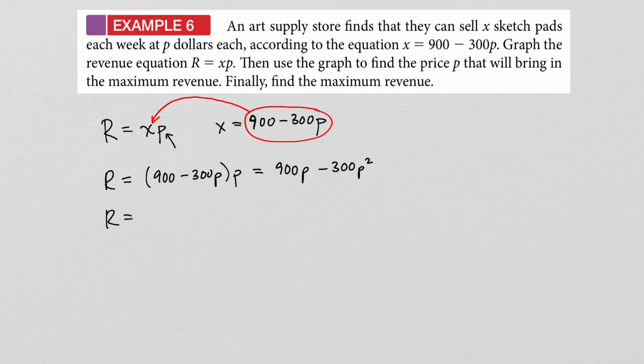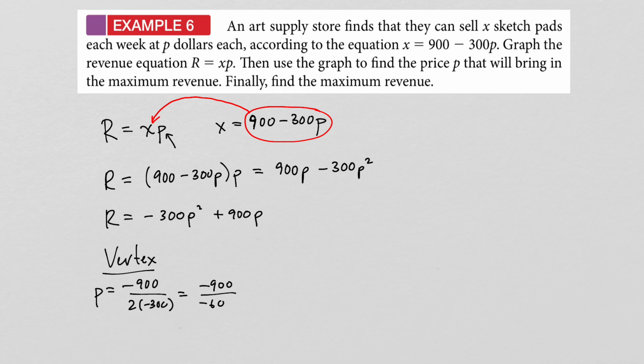So if I write that in standard quadratic form, we're going to have negative 300 P squared plus 900 times P. So this is our revenue function. And then to maximize this, we need to find the vertex, right? Because this is just another parabola that opens downward. So in this case, the coordinate for the vertex will be P equals negative 900 divided by 2 times negative 300. And this is negative 900 divided by negative 600, which is 1.5. Okay, so P needs to be 1.5.